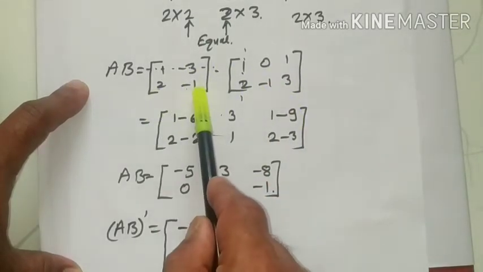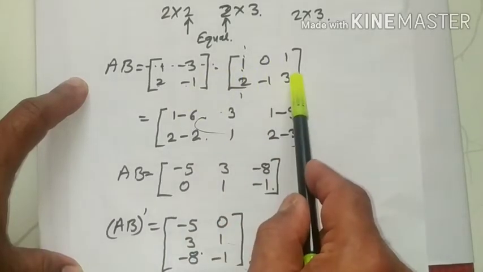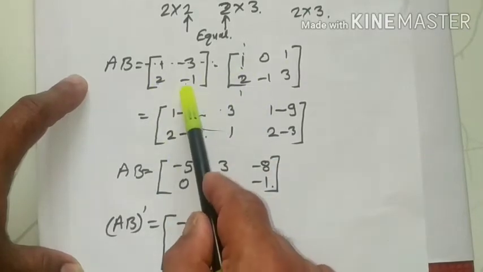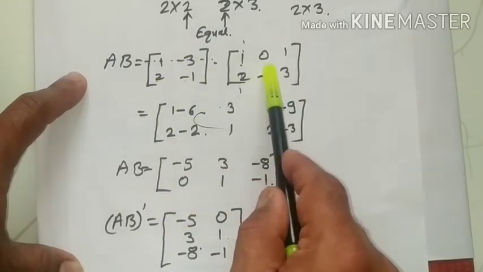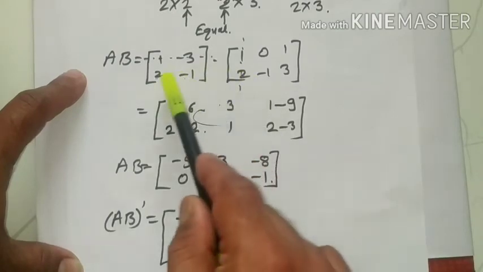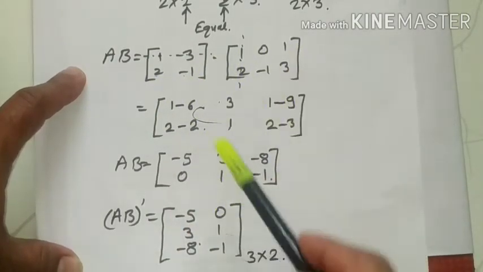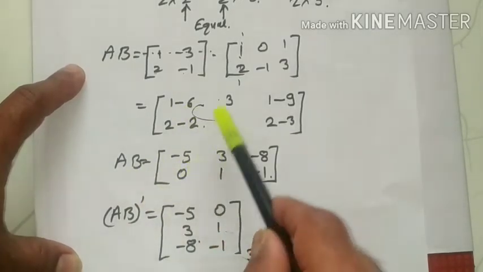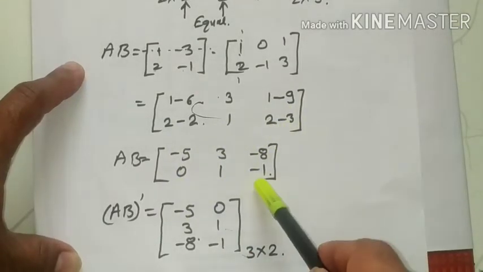Then the second row of the first matrix and the columns of the second matrix. So 2 into 1, 2, minus 1 into 2, minus 2. Then 2 into 0, 0, minus 1 into minus 1, plus 1. Then 2 into 1, 2, minus 1 into 3, minus 3. Then the product AB is equal to matrix [-5, 3, -8; 0, 1, -1].